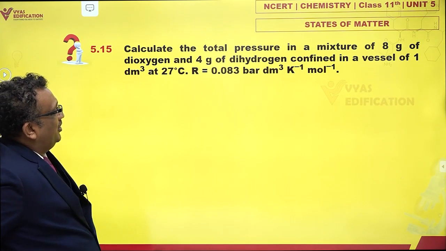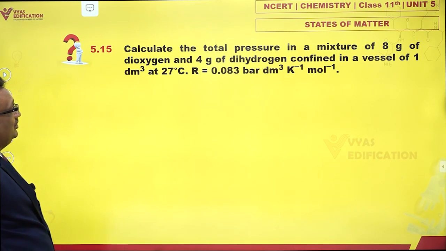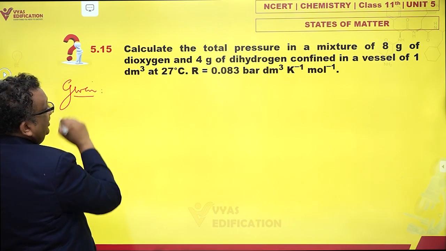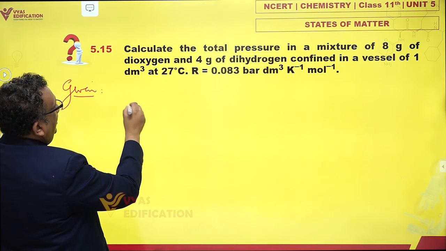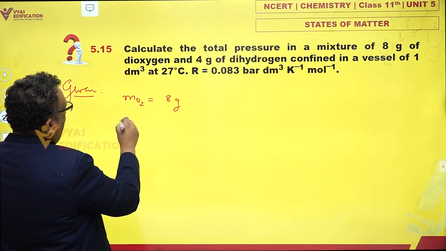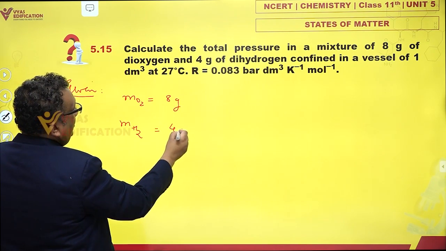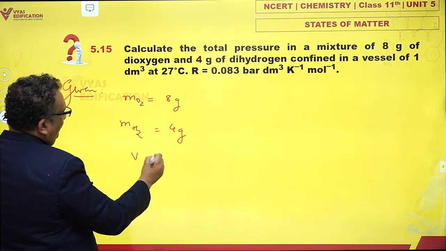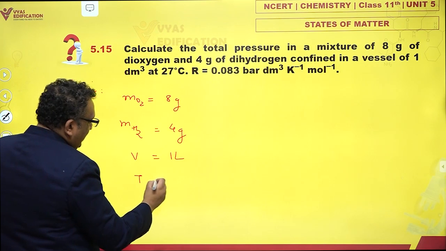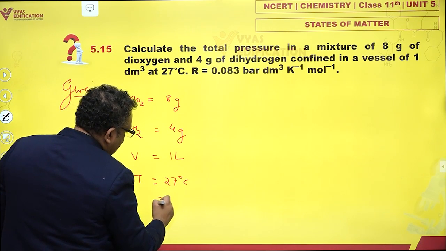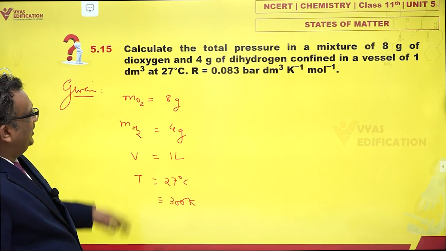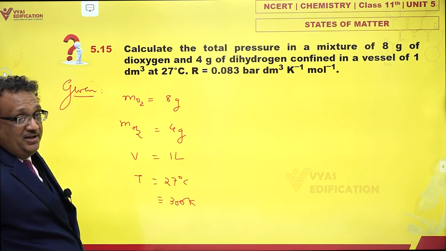Calculate the total pressure in a mixture of 8 grams of dioxygen. Let's note the data. What is given? The mass of dioxygen is 8 grams and the mass of dihydrogen is 4 grams, confined in a vessel of volume 1 liter. 1 decimeter cube is the same as 1 liter. Don't get confused. Temperature is 27 degrees Celsius, which is 300 Kelvin. Why? Add 273 and get Kelvin. R I have been given, and I am supposed to find the final pressure.